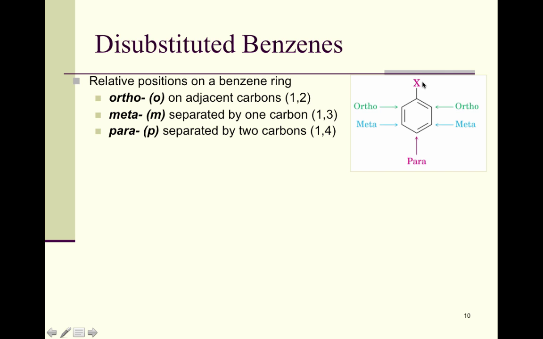When you have something on the ring and it's next to it, in a 1-2 position on an adjacent carbon, that's known as ortho. In the name, you have to either write the word ortho or put an o to indicate its address. When you have something on the ring and it's 2 away, on the 1-3 position, then it would be meta. And when it's separated by 1, 2, 3, 4, the fourth position away, then it would be at the para position.